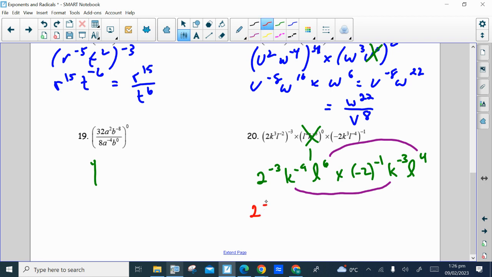So I'm going to leave the 2 to the negative 3 as it is for now. I'm going to leave the negative 2 to the negative 1 as it is for now. I'm going to multiply the k's and the l's together. When you multiply the k's, you add the exponents and keep the base the same. When you multiply the l's, you add the exponents and you keep the base the same.